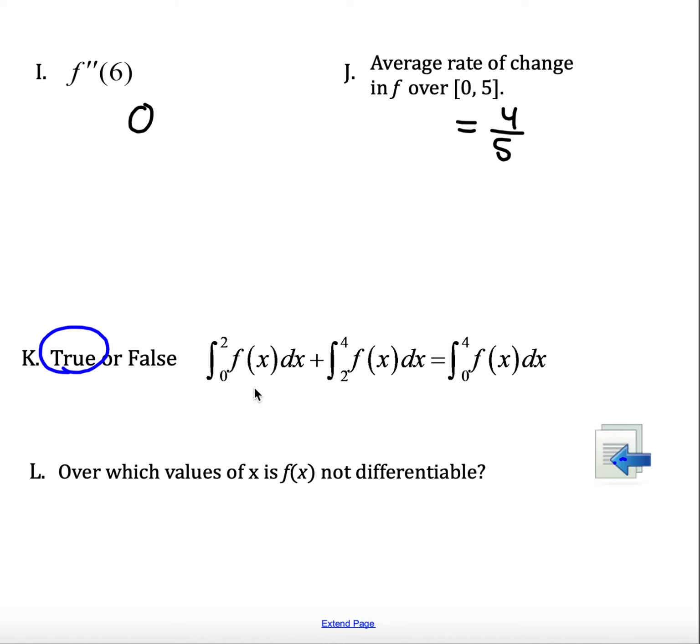Okay. Then the last question: over which values of x is f of x not differentiable? Again, we're just looking at all the little connection spots, and this would be all the points where you have sharp turns or cusps. And that's pretty much all those points, okay? All right, that was example 1.